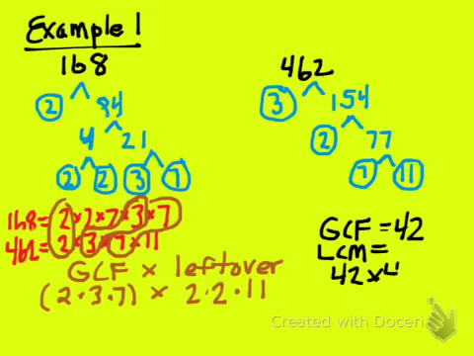And your least common multiple would be that GCF, 42, times the leftover, and the leftover is 2 times 2 times 11, or 44. And then when you multiply those two numbers, you get 1,848. Okay? Take a moment to let that all sink in. Make sure you understand what we did is basically yesterday's work, but we're taking yesterday's work times the leftovers, and that gives us the least common multiple. Okay? When you're ready to move on, we're going to do an algebraic expression.